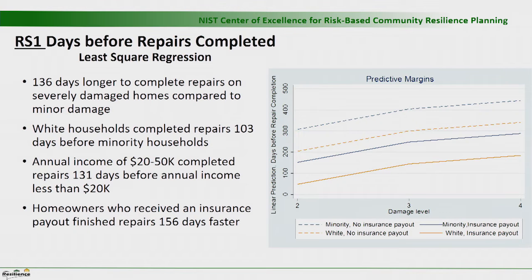Now, looking at an outcome in a different way, still repairs completion, but the length of time. We want to see what factors can explain that length of time for completion of repairs. And again, major impact from minority status, major impact from whether or not folks had received insurance payout, and then income level, definitely.